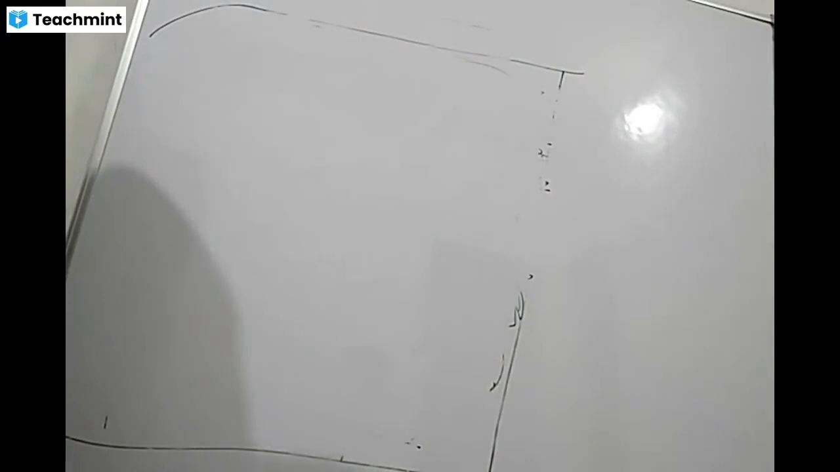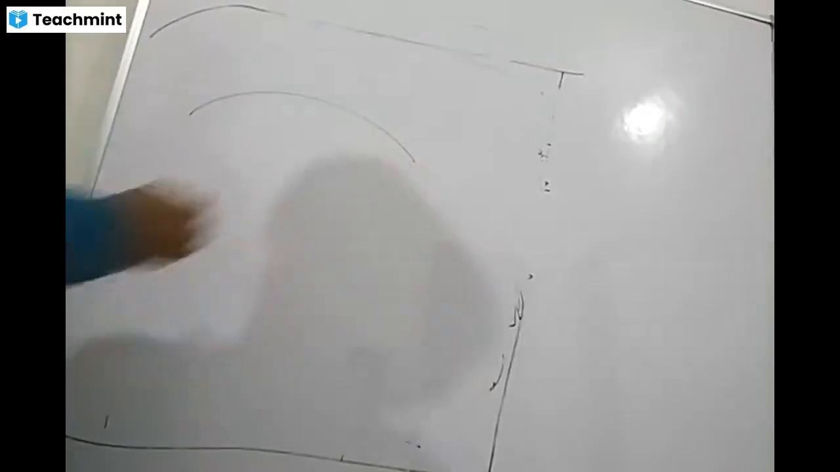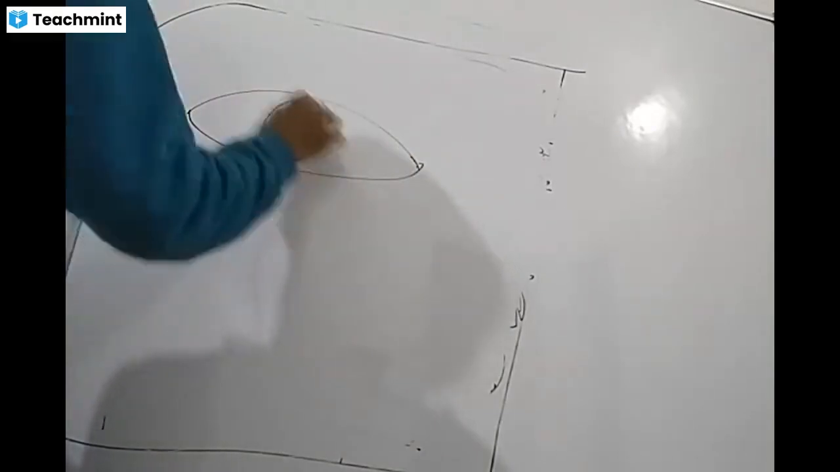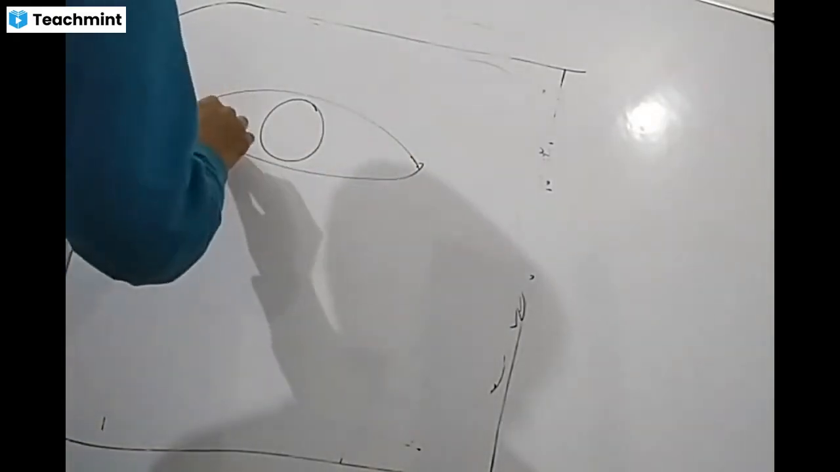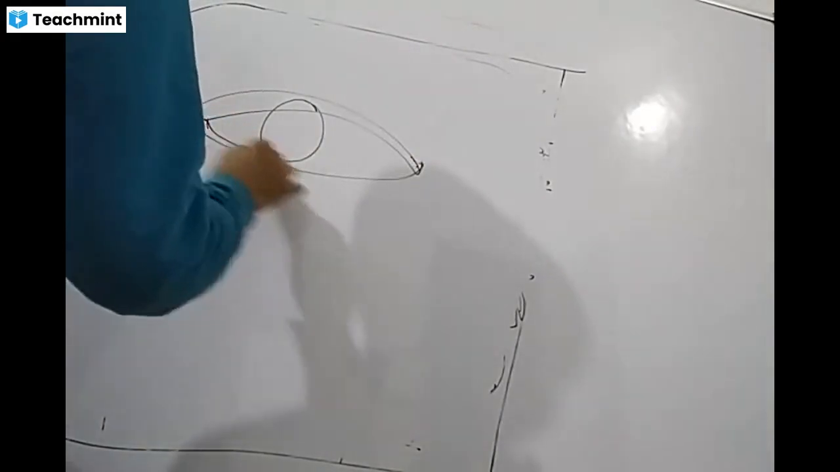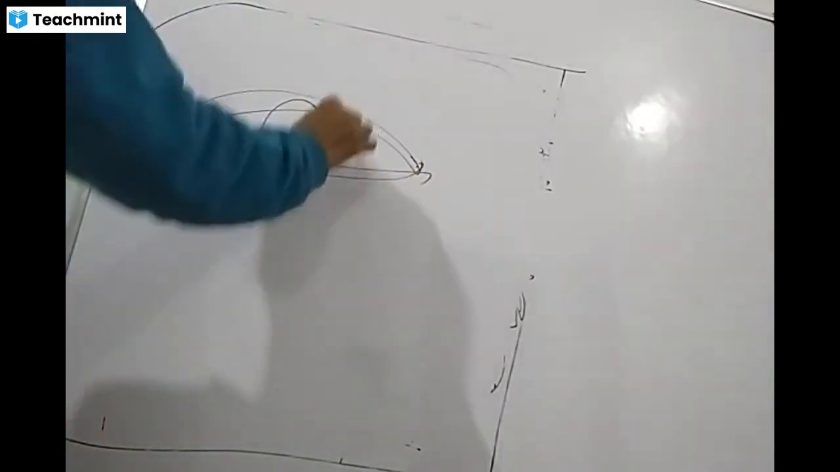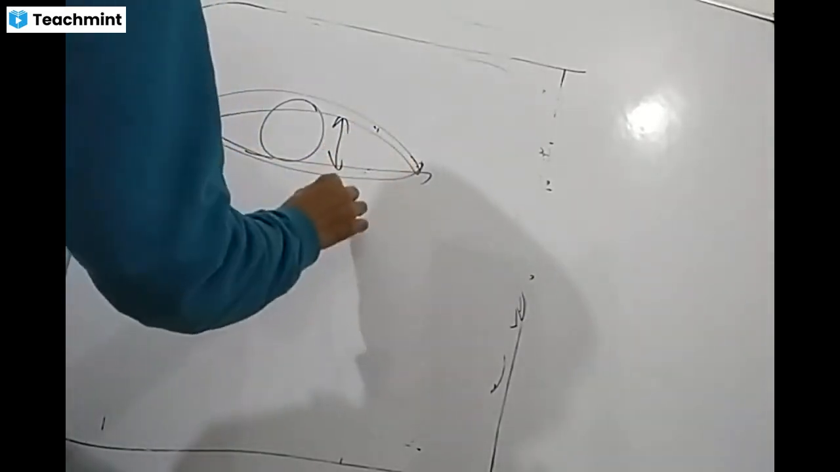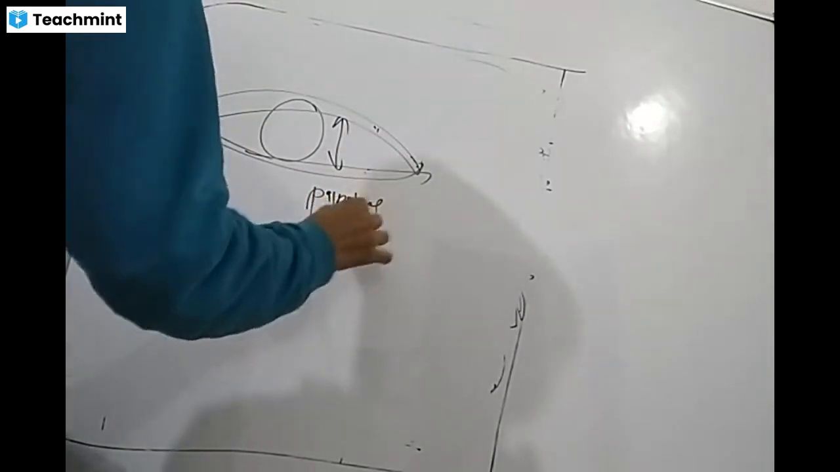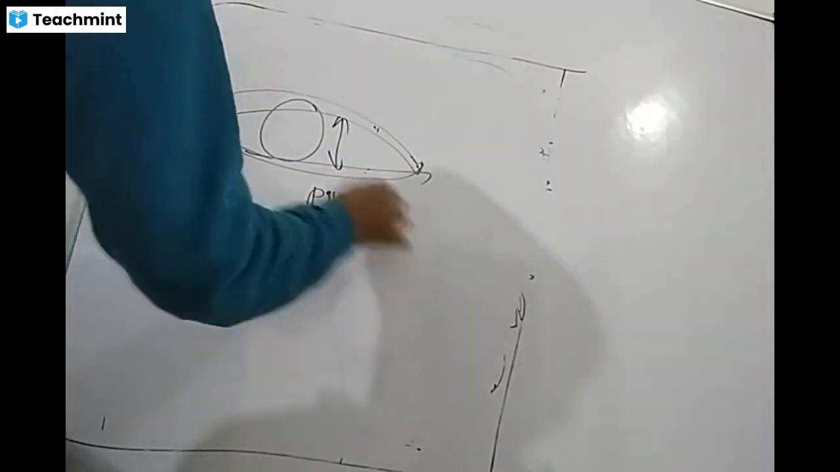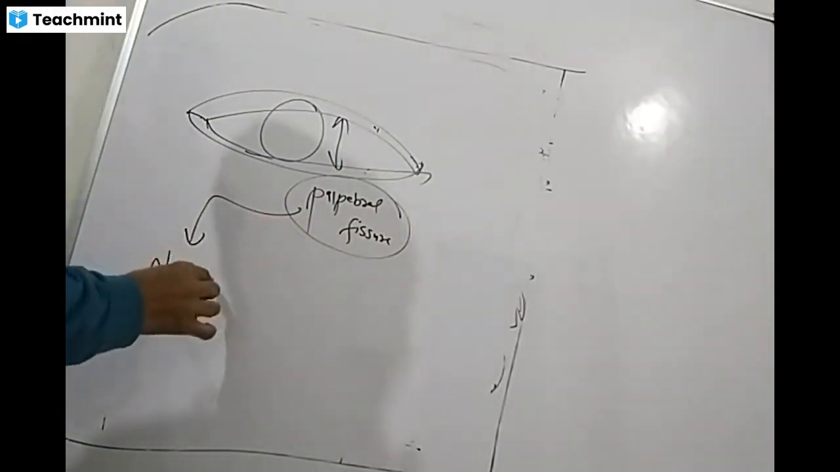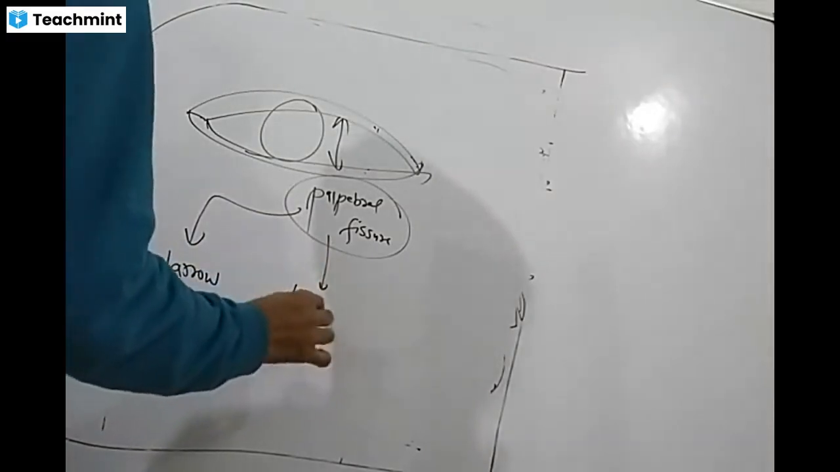Then there are two more terminologies. This is the eye, eyeball. This opening between these two palpebrae, eyelid means palpebrae, is known as palpebral fissure, palpebral fissure. This may be narrow, this may be large.